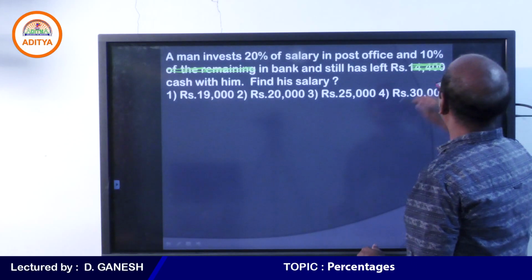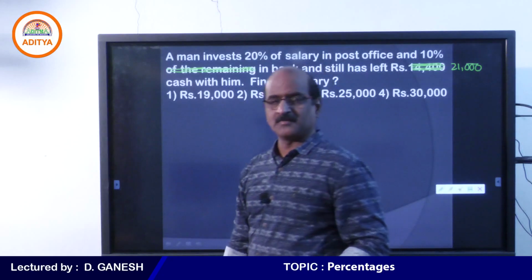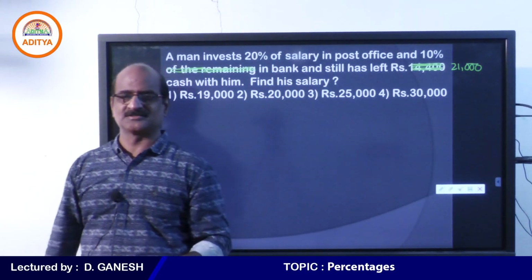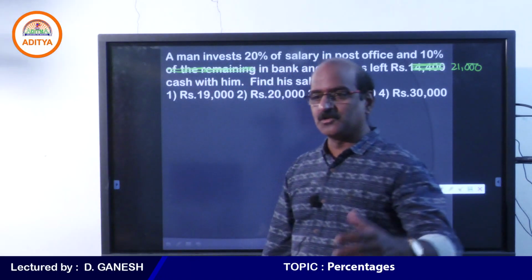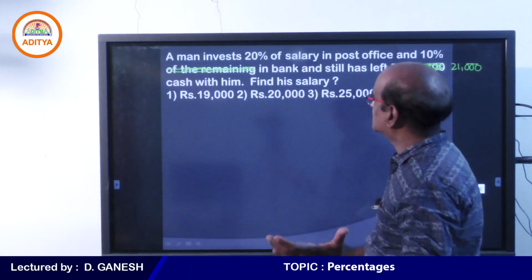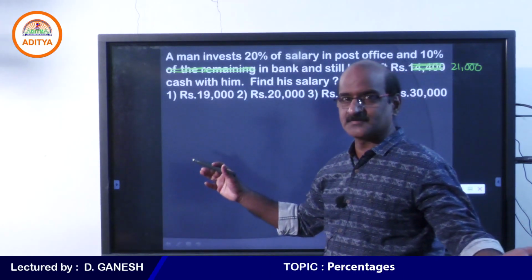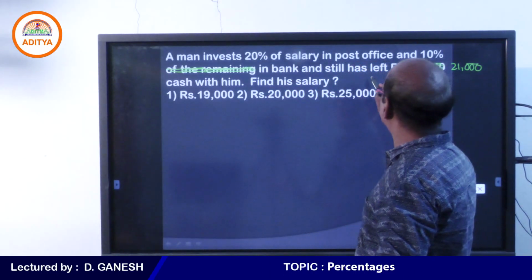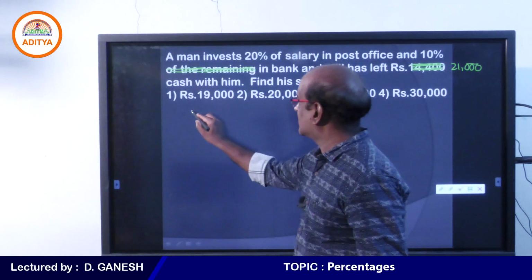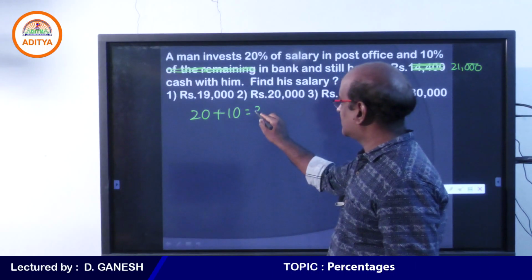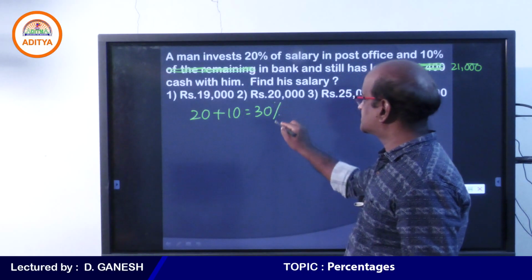Come on, student. So I made two changes in the question. Now it is you to respond to this question. Quick. Student, probably you must be doing the question something like this. A man invested 20% of salary in post office and 10% in bank. You can take it granted that he is spending 30% of his total salary, 20 plus 10, 30%.